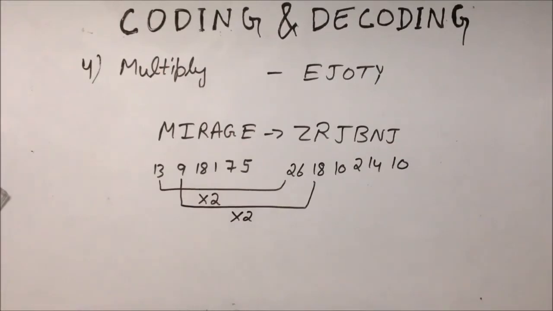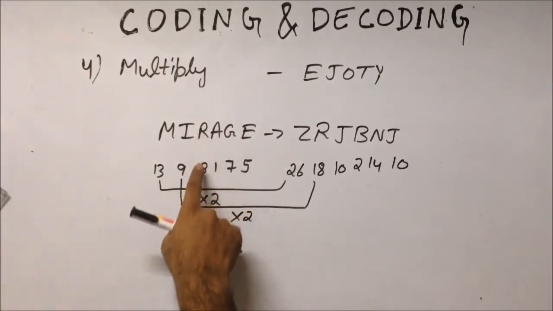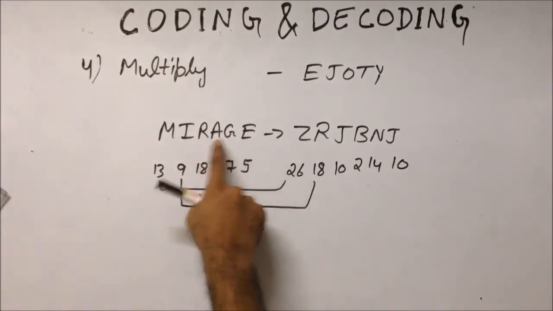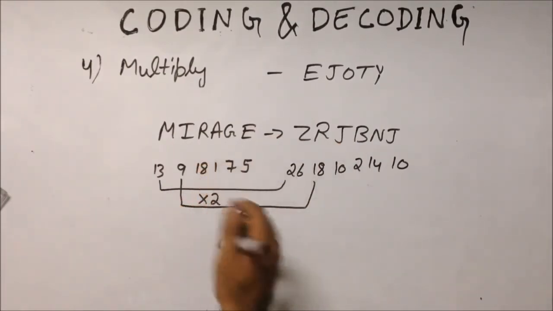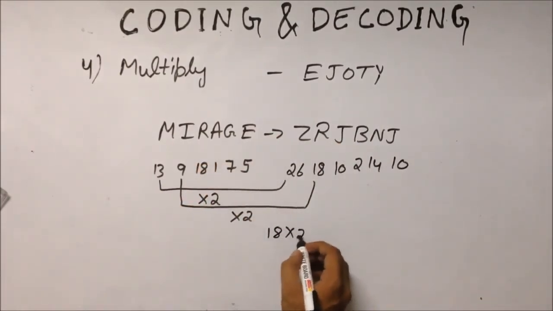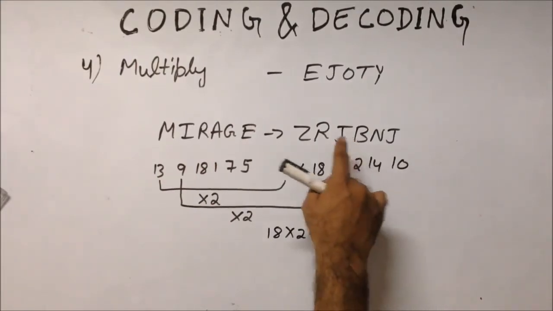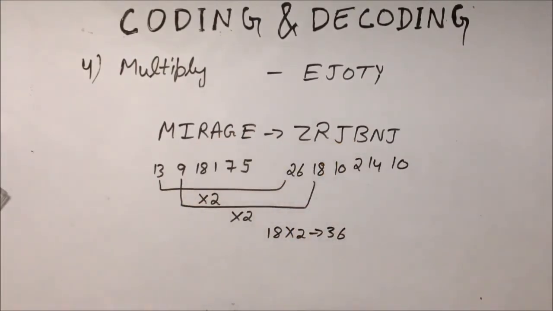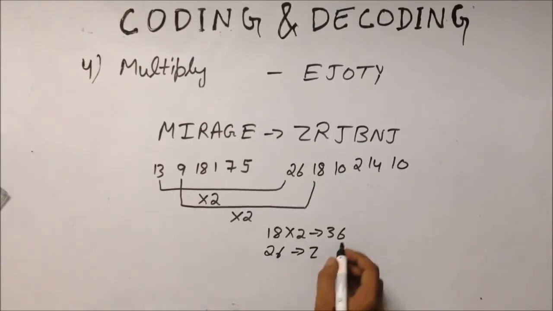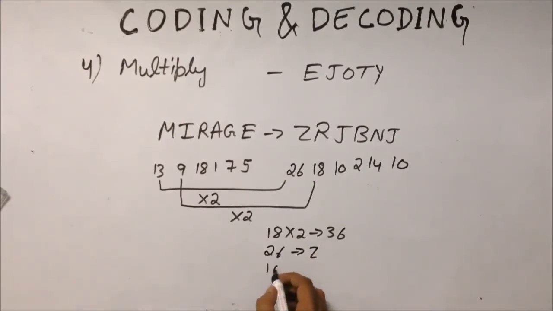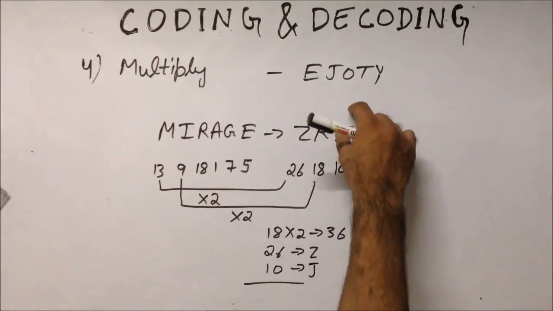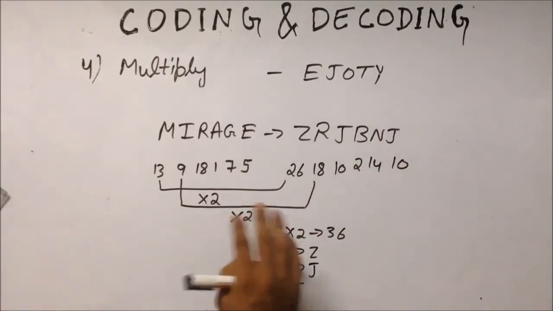Now here comes a tricky part. R comes at 18th place and the code for R is J. Now 18 multiplied by 2 would be 36, and the code for R is J. So how could you come to that? We know that up to the 26th place comes Z. Now we need to add 10 more to Z, and adding 10 more will get us J, because J comes at the 10th place. So this is our multiplication pattern.